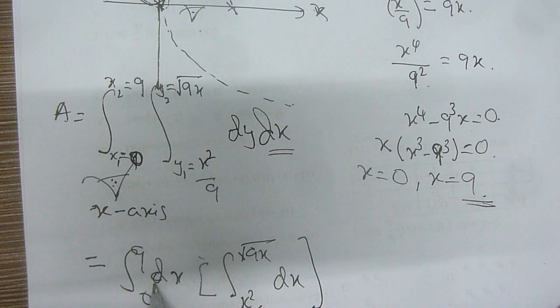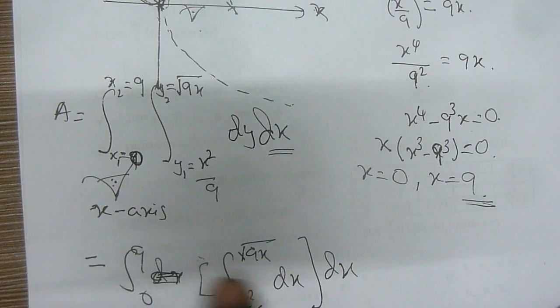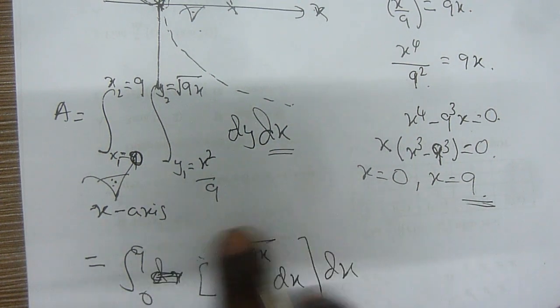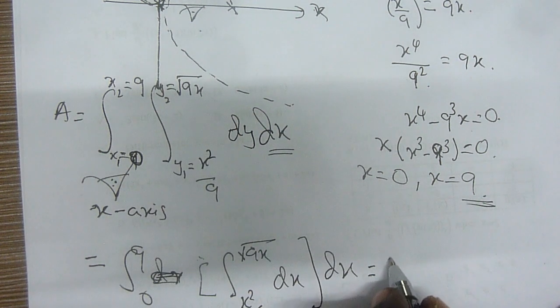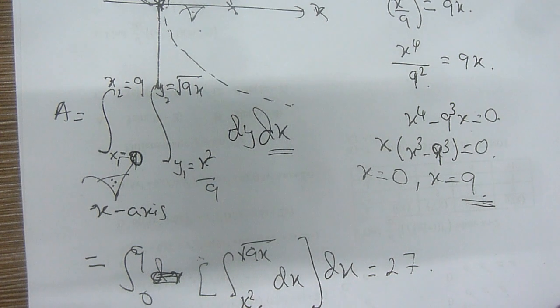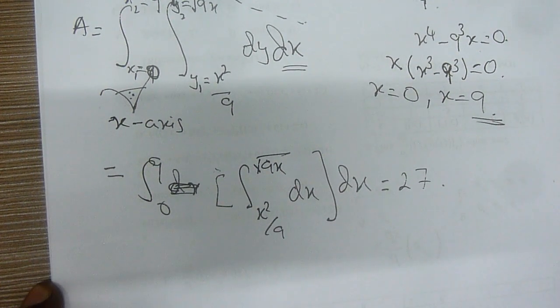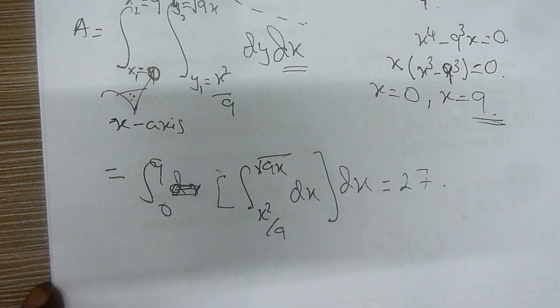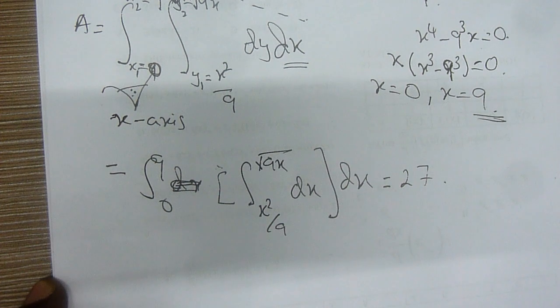Okay, dx, that means I'm not bringing it inside, but I'm trying to say you solve this, after that you go inside. Then you get 27 as your solution. 27 as your solution. I hope that you can follow my instruction. Now I'll give you one more example.